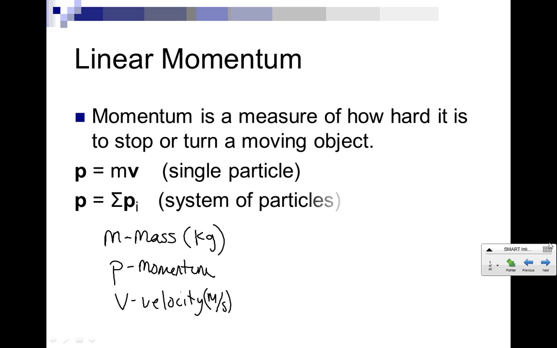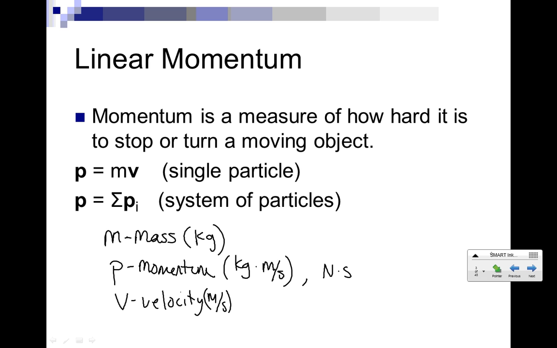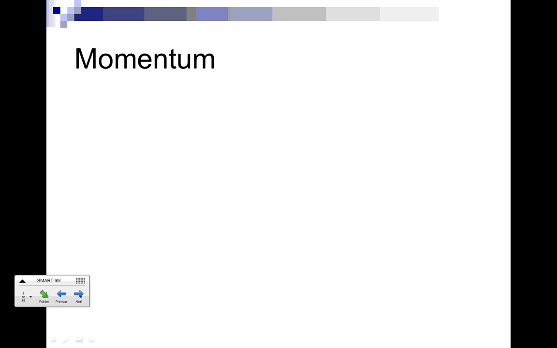Momentum's units, there's no fancy unit for momentum. You're multiplying mass times velocity, so the unit of momentum is kilograms times meters over seconds. There's no real creative unit for that. You're also going to see that it is Newton times seconds. When we get to impulse, you'll see that more directly.